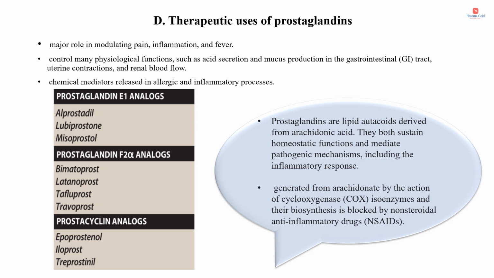Now we will learn about the prostaglandin analogs. This is very important in case of exams. So, prostaglandin E1 analogs. Examples include alprostadil, lubiprostone and misoprostol. Then prostaglandin F2 alpha analogs. Examples include bimatoprost, latanoprost, tafluprost and travoprost. Then prostacyclin analogs. Examples include epoprostenol, iloprost and treprostinil.